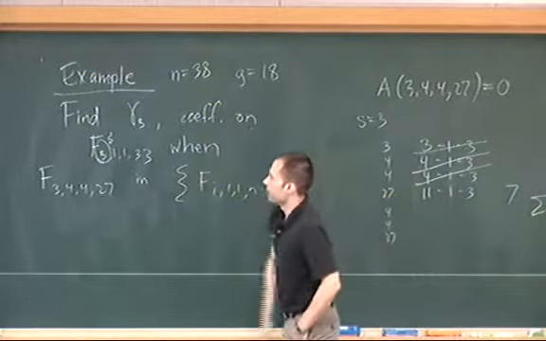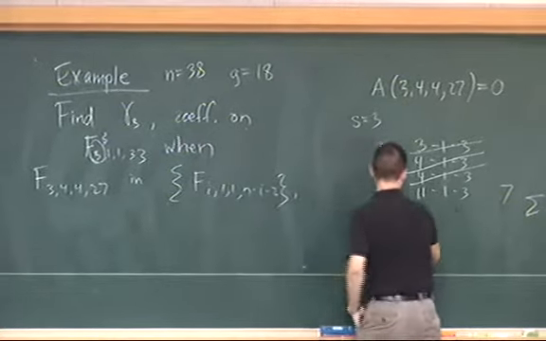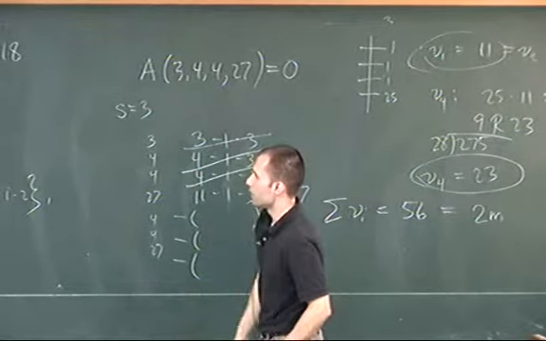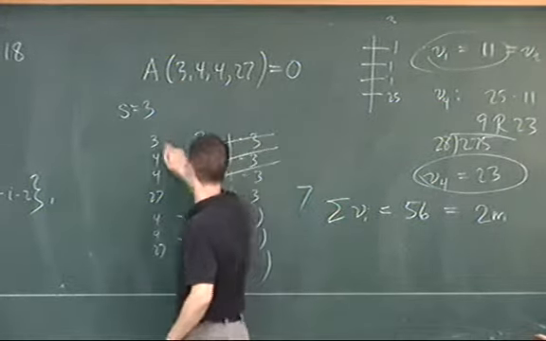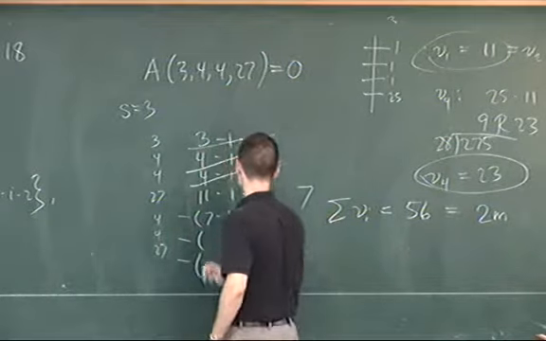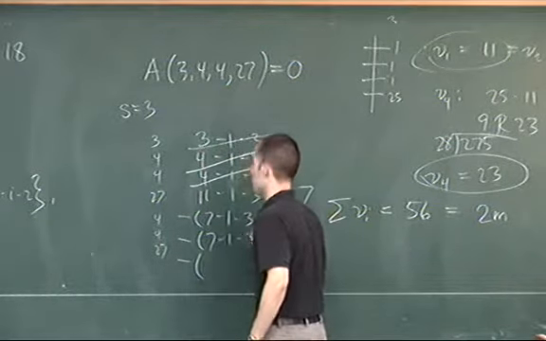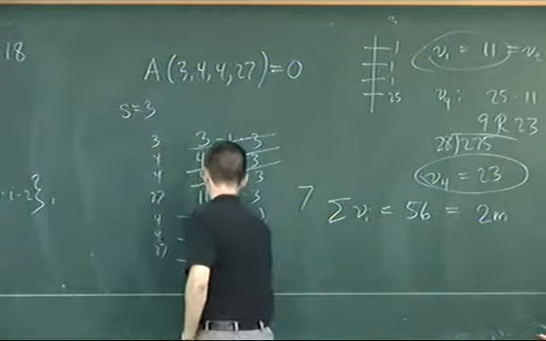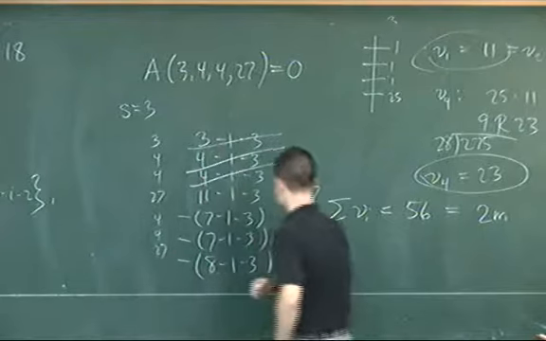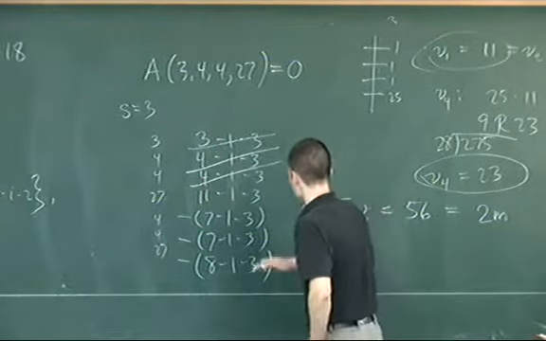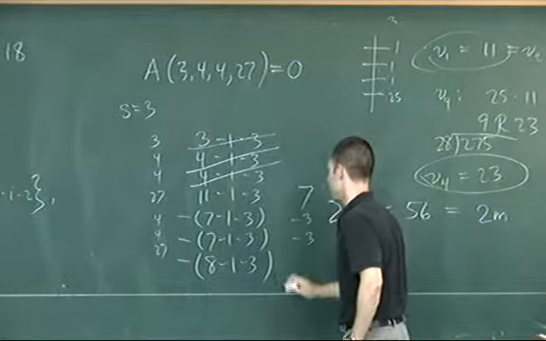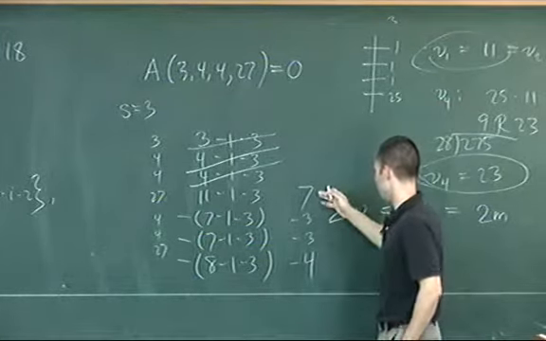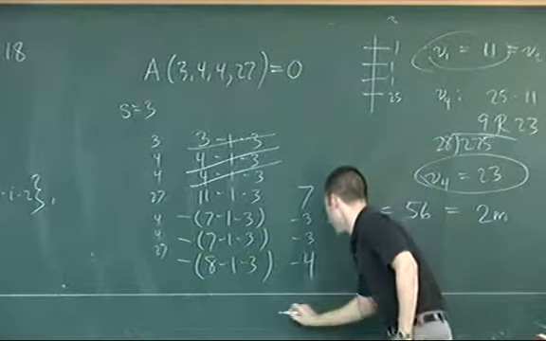Now, what about the second set of terms? I'm actually going to subtract some terms. Here I take 4 plus 3, so I have 7 minus 1 minus 3. Same thing here, and I would get an 8 minus 1 minus 3. So I have minus 3, and minus 4. And so my final answer for all of this should be 7 minus 3 minus 4 minus 3, which is negative 3.